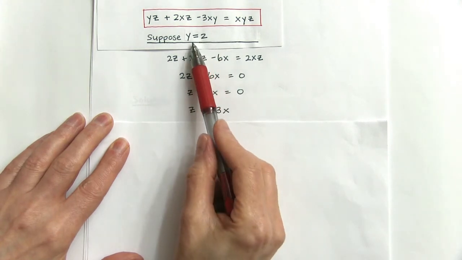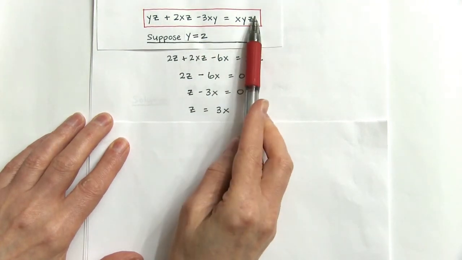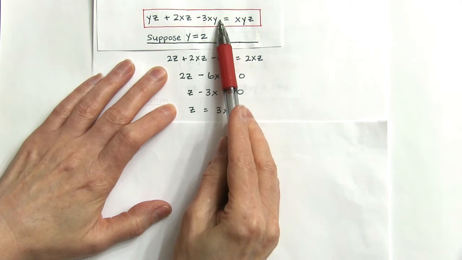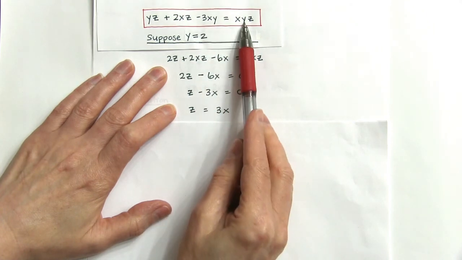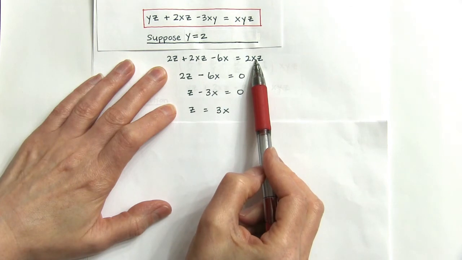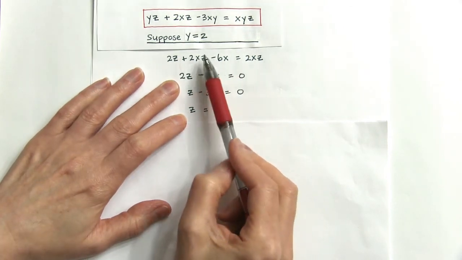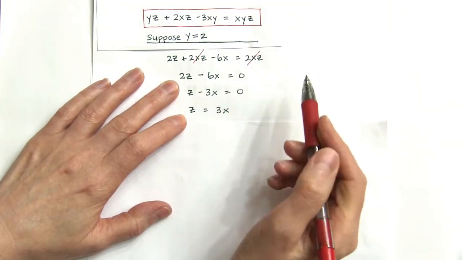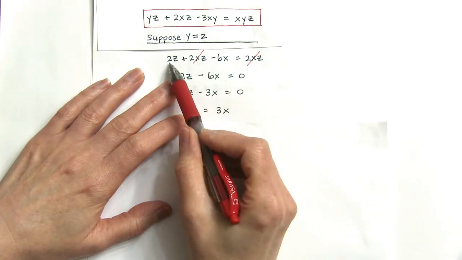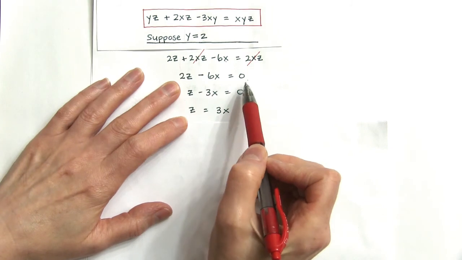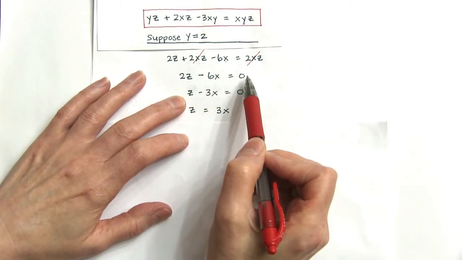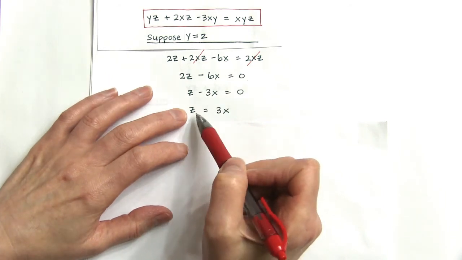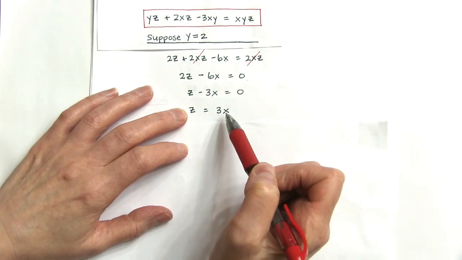So for case 2, we suppose that y is 2, we plug it into this equation, and we get 2z plus 2xz. Y is 2, so this becomes minus 6x. Y is 2, so this becomes 2xz. 2xz appears on both sides of this equation, and so we can subtract 2xz from both sides, and we get 2z minus 6x is 0. Dividing both sides by 2, we see that z minus 3x is 0. Adding 3x to both sides, we see z is 3x. And that's the answer.